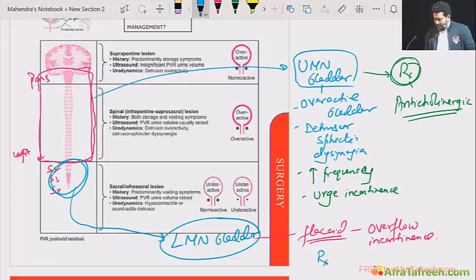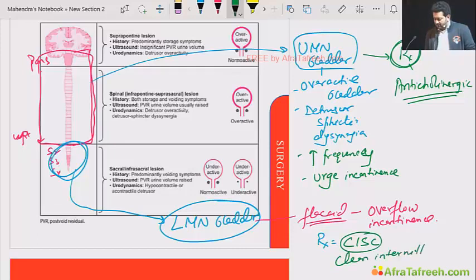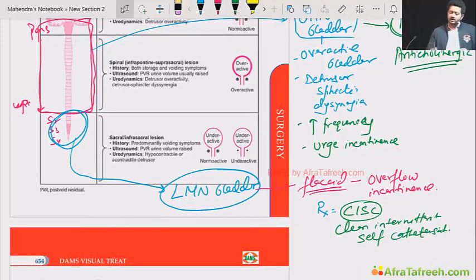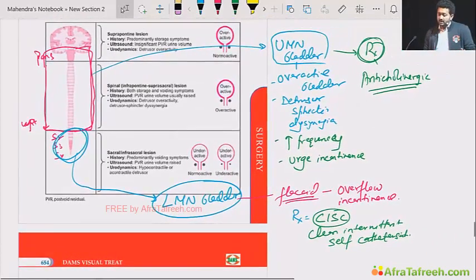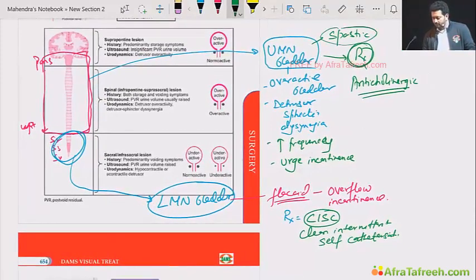The main treatment option, this was the question, is clean intermittent self-catheterization. The patient has to go every 3-4 hours to the washroom and catheterize himself. Otherwise, there will be overflow incontinence. So remember, lower motor neuron bladder is a flaccid bladder. Upper motor neuron bladder is, you can say, a spastic bladder. And for the lower motor neuron, clean intermittent self-catheterization.